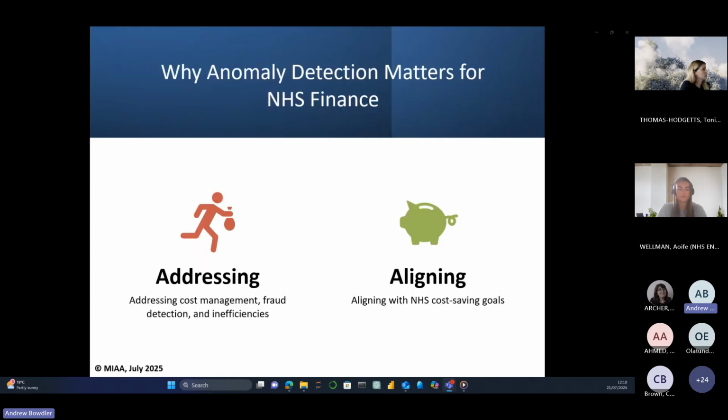Now, why is this important for us in the NHS? Well, as finance professionals, we're always looking to manage costs, detect fraud, and avoid inefficiencies. Anomaly detection can help us identify where money may be leaking from the system, where inefficiencies are happening, and where there may be instances of fraud. In short, anomaly detection helps us stay on top of our financial performance, ensuring every pound spent delivers value and stays within expected boundaries.